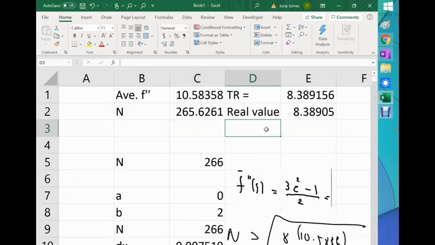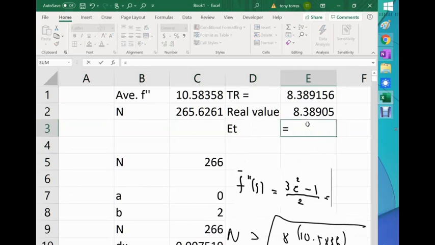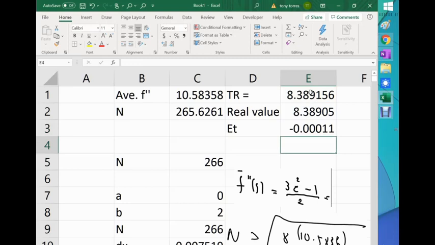So the truncation error for this case will be the real value, which is this one, minus this one. Here we go. That's what we get, negative 0.0001. As close as it can get.